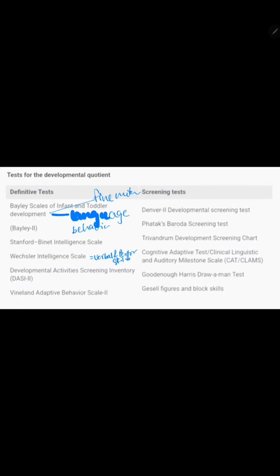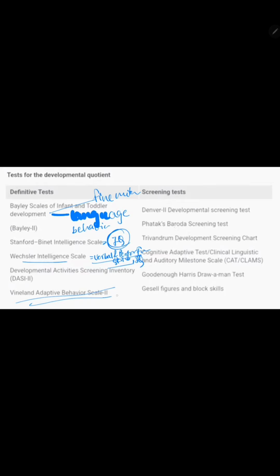And in Stanford-Binet we are just going to check for the IQ. In case of Wechsler we are going to check for the performance skills, and we can also assess for the full IQ. So it's not that we cannot assess the IQ; we can assess the IQ even over here. And we can even do the Vineland adaptive score, wherein Vineland is basically personal and social skills.